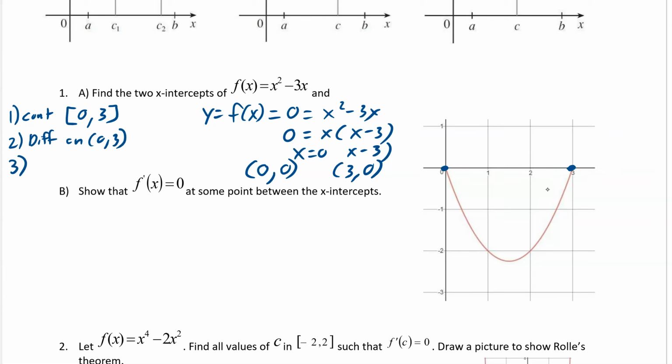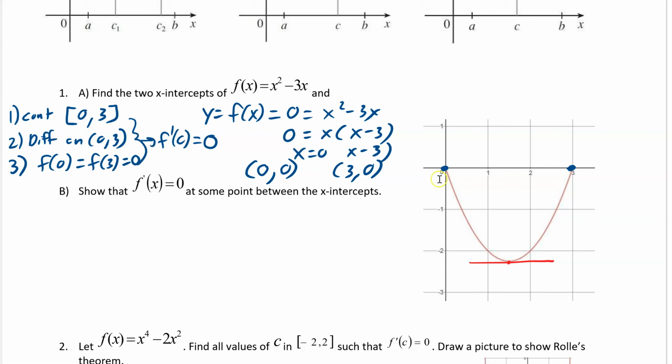And then number 3, we know that f of 0 is equal to f of 3 is equal to 0. So f of a and f of b are the same. That means these three together, that we must have some f prime of c that is equal to 0. And you can see it clearly, it's right here. There has to be some derivative.